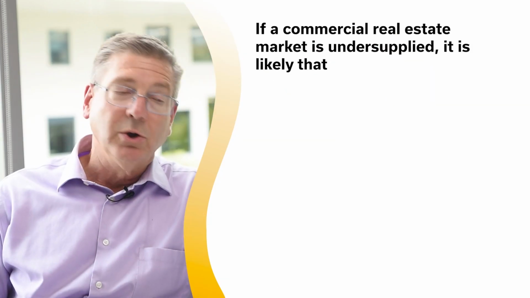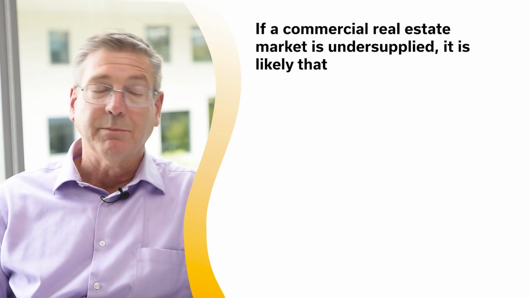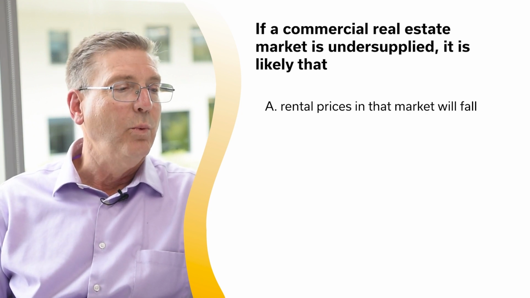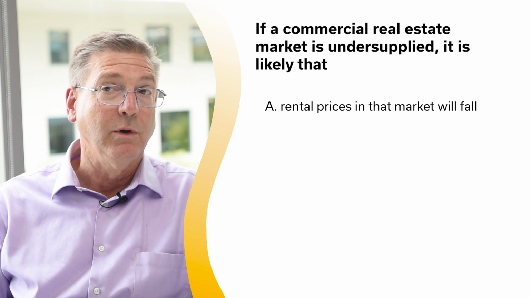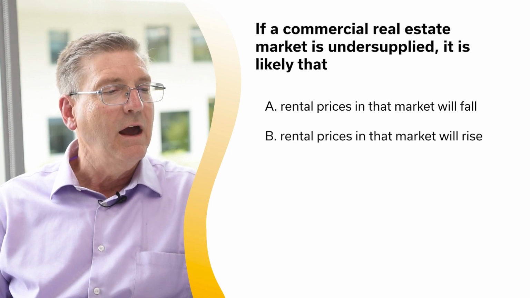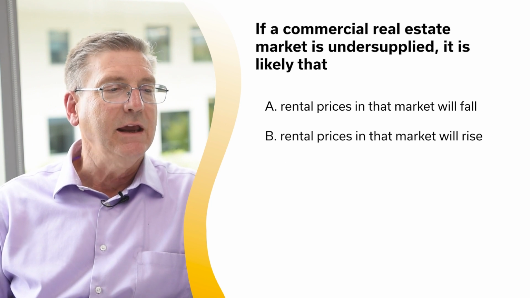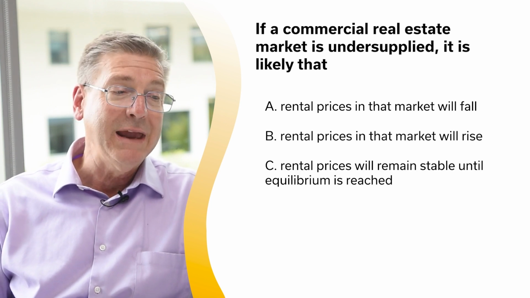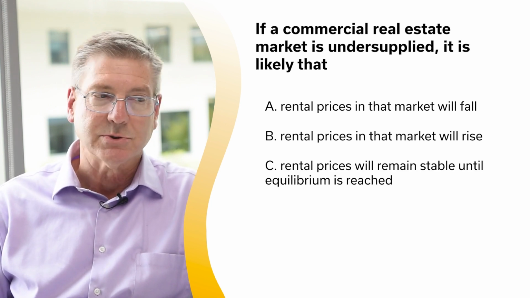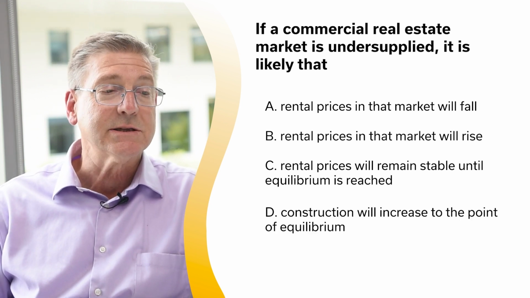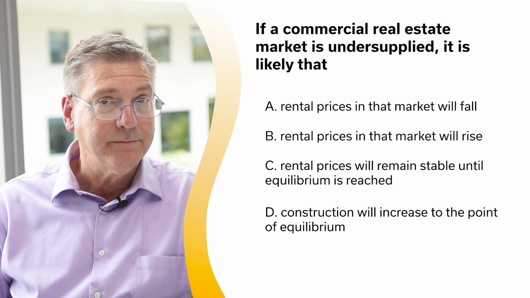If a commercial real estate market is undersupplied, it is likely that A, rental prices in that market will fall. B, rental prices in that market will rise. C, rental prices will remain stable until equilibrium is reached. Or D, construction will increase to the point of equilibrium.